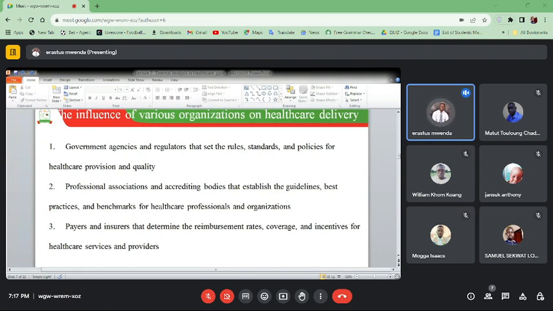And also other organizations are payers and insurance that determine reimbursement rates. That tells you of the need for us to collaborate with the insurance sector in terms of them assisting to meet the cost of our patients and our customers.